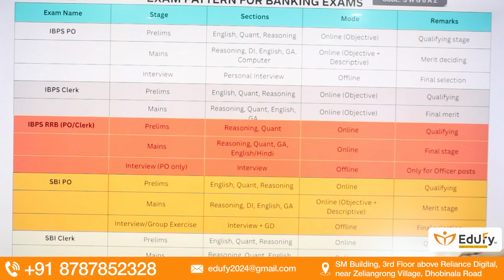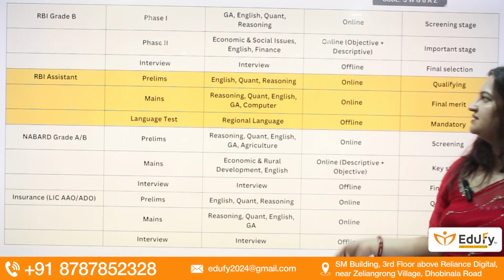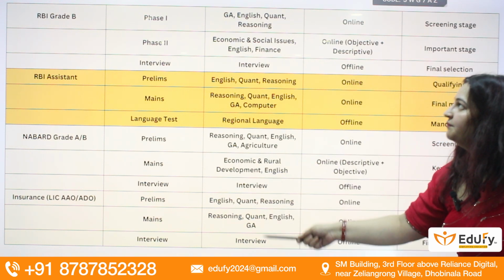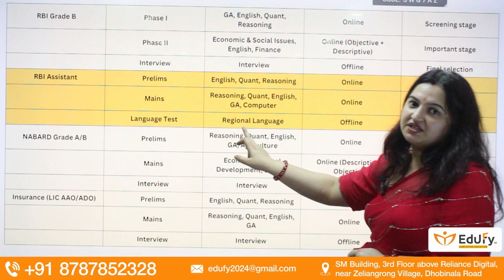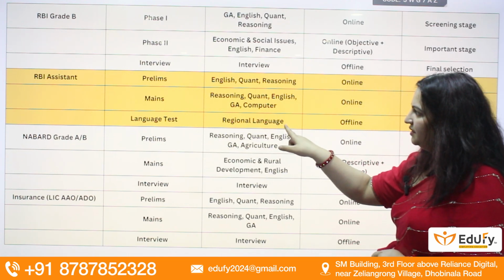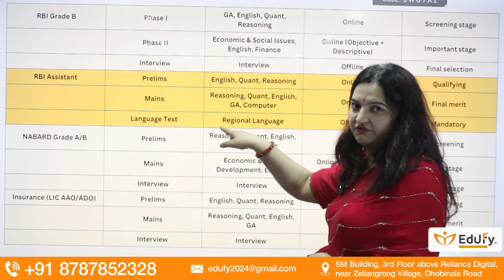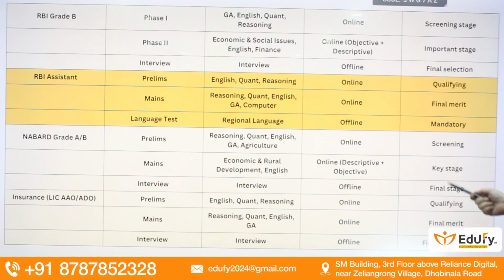So here you can see the different patterns. Same goes with the RBI exams, NABARD exam and insurance exam. See, syllabus is almost same, but the name of the exam could be different. Pre, mains, phase 1, phase 2, or if a language test is necessary in RBI, so regional language test is there. So make sure of this. Fine. Interview, online, offline, which is a screening stage, mains is a key stage, final stage.